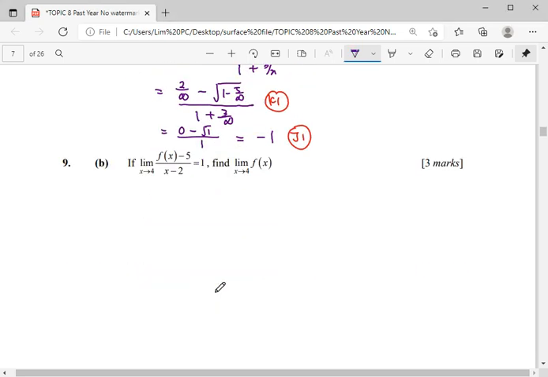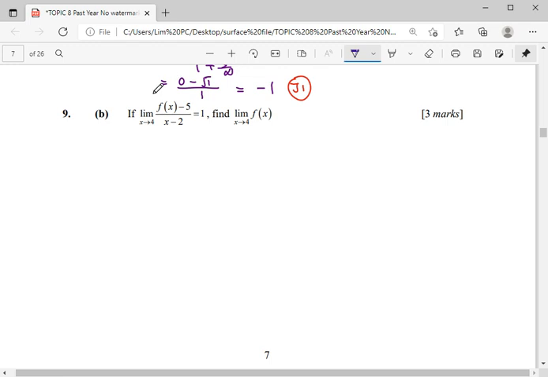For part B, they ask us to find the limit of the function when x approaches 4. We can see our function here: the limit of f(x) minus 5 over x minus 2 as x approaches 4. They give us the answer already, equal to 1. So we want to find the limit for the function f(x) only. For limits, we can do it independently, one by one, for each function.